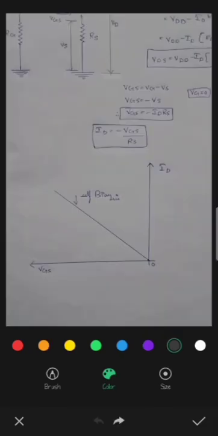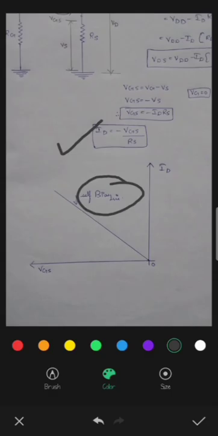And if we plot the graph between Id and Vds, it comes as a straight line and that straight line is called as self-biased line. From this equation we came to know that more the negative gate to source voltage, more amount of drain current flows through the circuit.